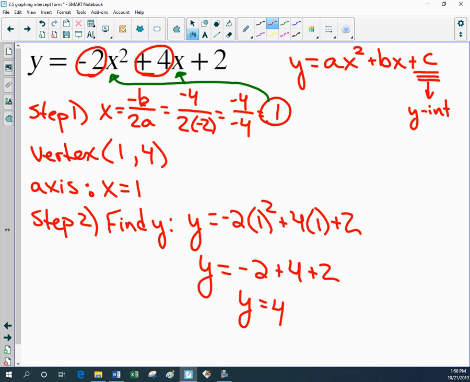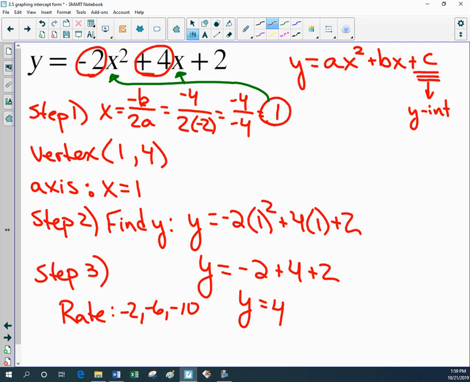So we know the vertex, and now once we know the vertex, then our last step is to find the rate. And to find the rate, we always multiply a, which in this case is negative 2, times 1, 3, 5, 7. So we would get negative 2, negative 6, negative 10. Okay, and that's all the information that we would need to be able to graph it. So the vertex is at (1, 4). The rate is negative 2, negative 6, negative 10.